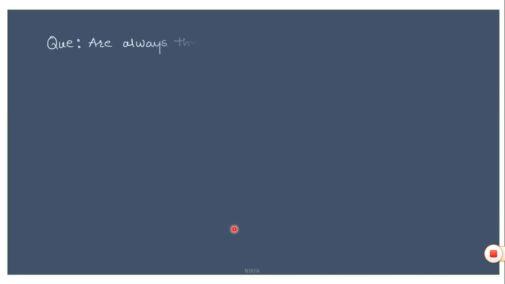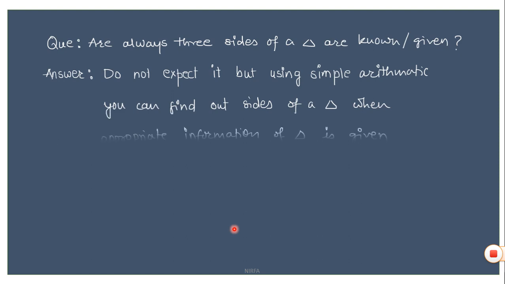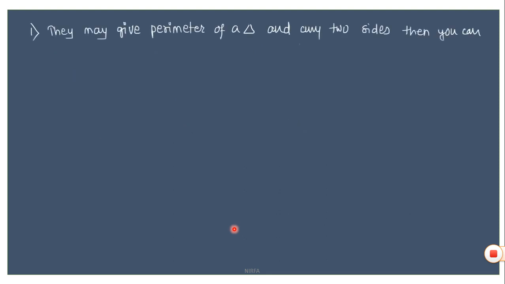Now the question is, are the three sides of a triangle always known or always given? What do you think? My answer is, do not expect it. But using simple arithmetic, you can find out the sides of a triangle when appropriate information of that triangle is given to you. Now you are thinking, what is the meaning of appropriate information of a triangle? So let us explain this.